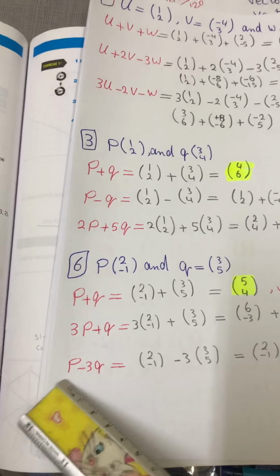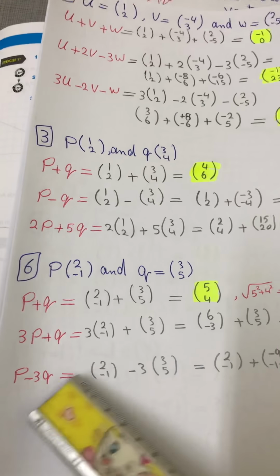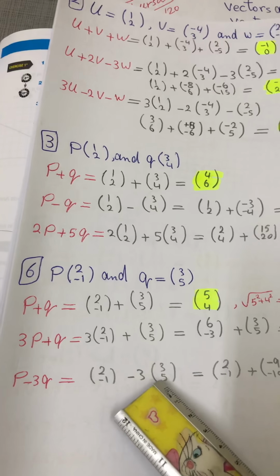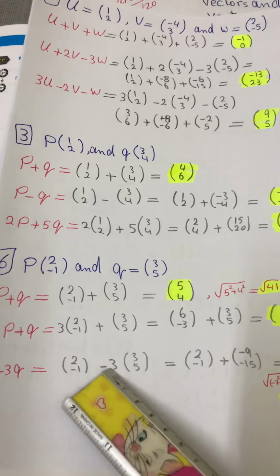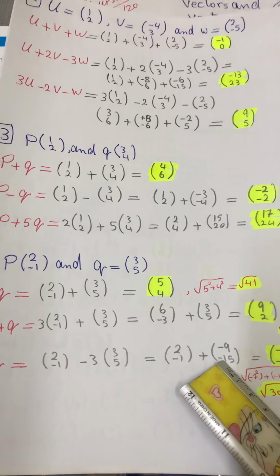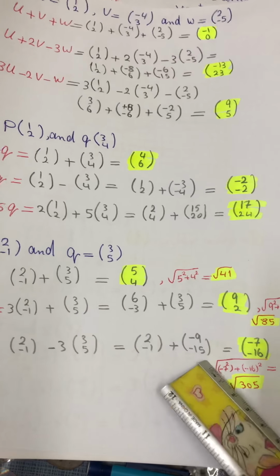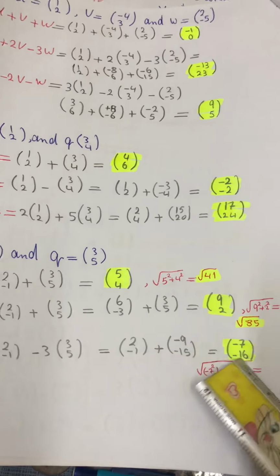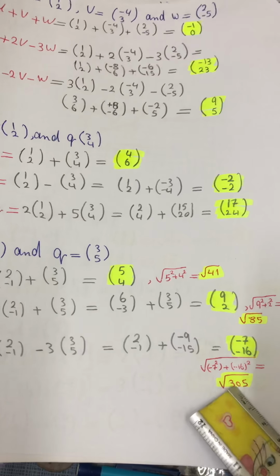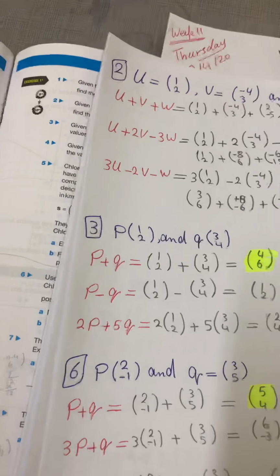And here P minus 3Q. P is 2, negative 1. Negative 3 multiply 3 and 5. Negative 3 times 3 equal negative 9. Negative 3 times 5 equal negative 15. 2 and negative 9, negative 7. Negative 1, negative 15, negative 16. So square root negative 7 plus square root negative 16 give me square root 305, which is the final vector.